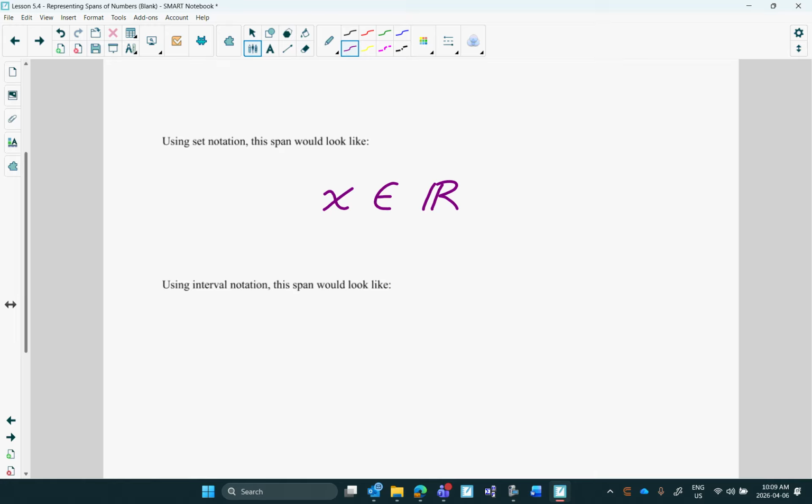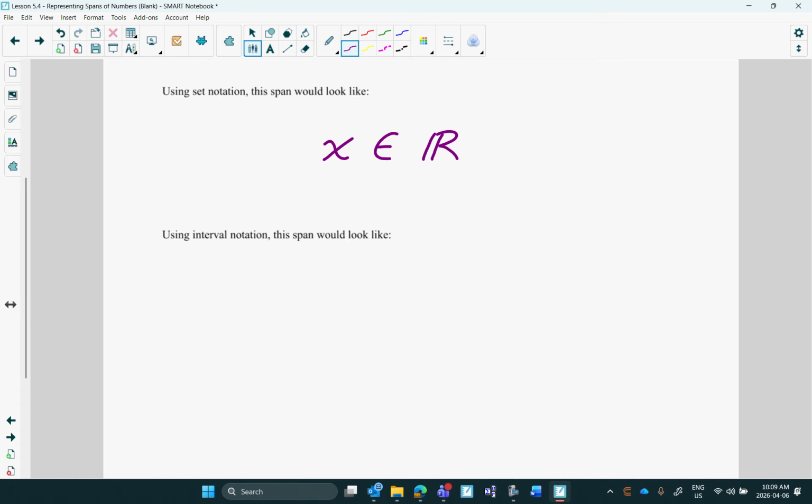And in interval notation, yes. So if we're talking about every number, what's the lowest number in that span? Negative infinity. That's the highest number, infinity. And automatic parentheses around infinity symbols. Okay?